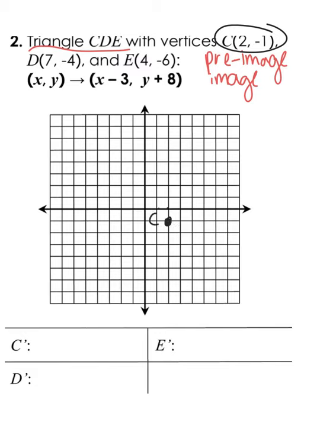Okay, and then it says for point D, 7, negative 4. So go over 7 and down 4. And that's D. And then E. So E is 4, negative 6. Go over 4 and then down 6.